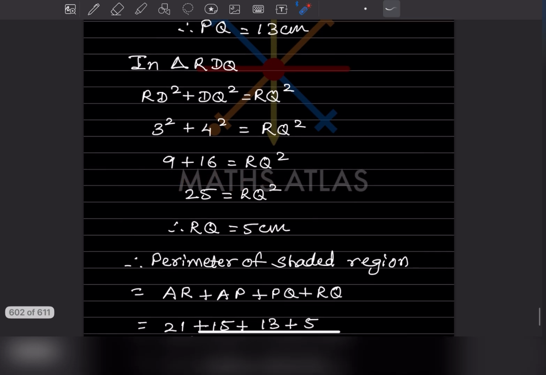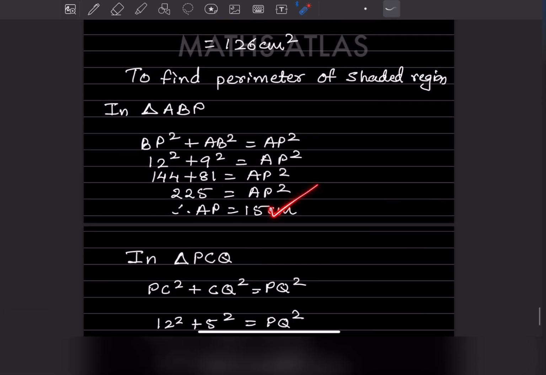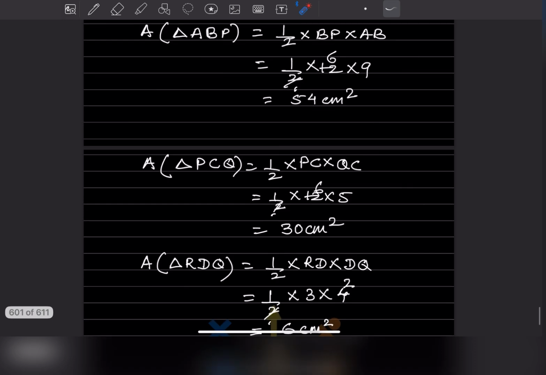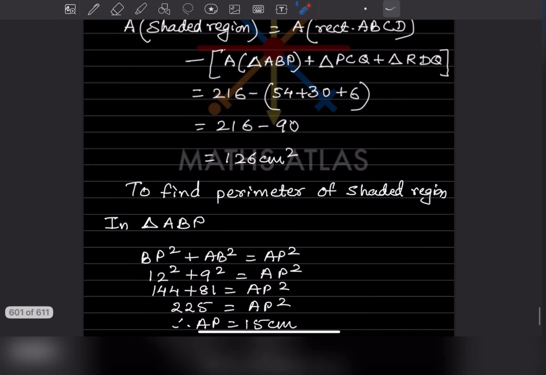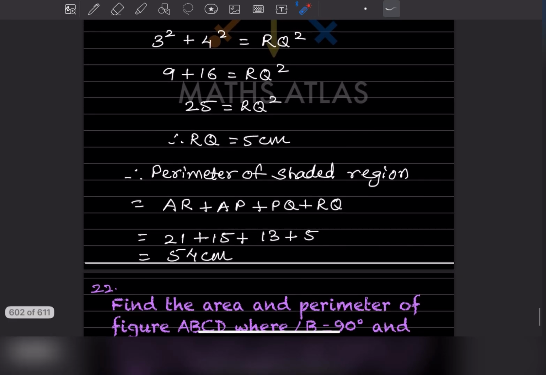So the perimeter of this shaded region is going to be, you add all the sides, 15 plus 13 plus 5. And this one, as I told you, should be 21, because we know the total is 24, so 21 plus 3. And this shaded part is just 21 here. So we are going to add this 21 and all this. When you add all this, that is going to be 54 centimeter.